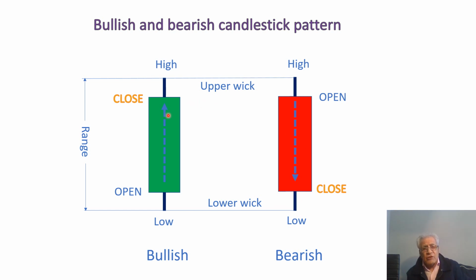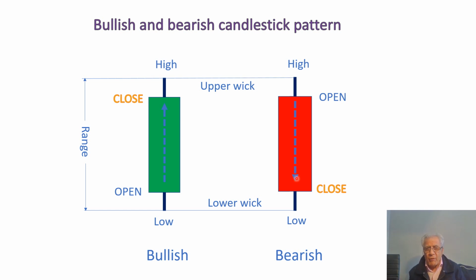Now, the range of the candle, as we say, is the distance between the high and the low of a candlestick. If the close price closes near the high relative to the range, this is a bullish candle, or the buyers are in control. If the close price is near the low relative to the range of the candle, that is a bearish candle, or the sellers are in control.